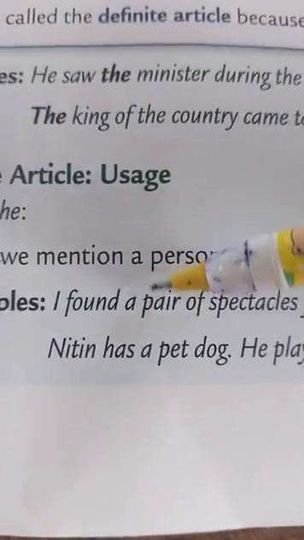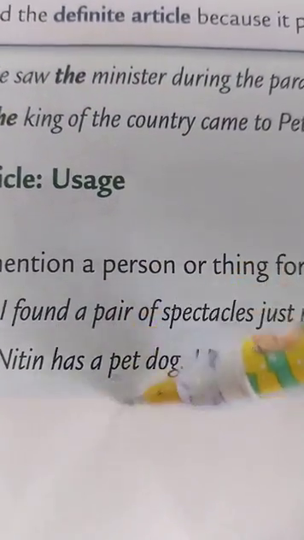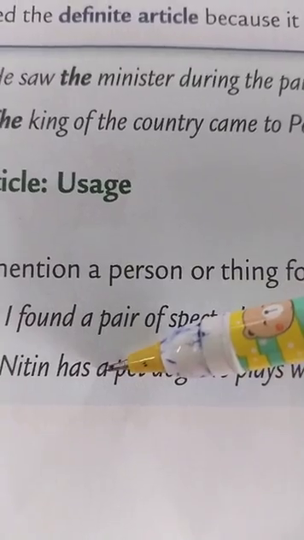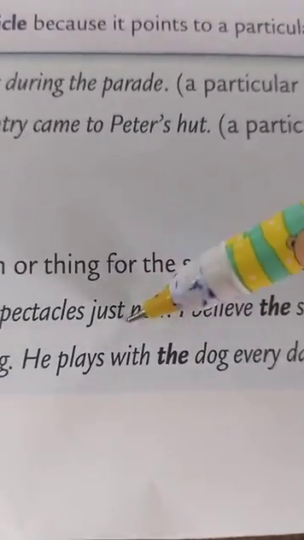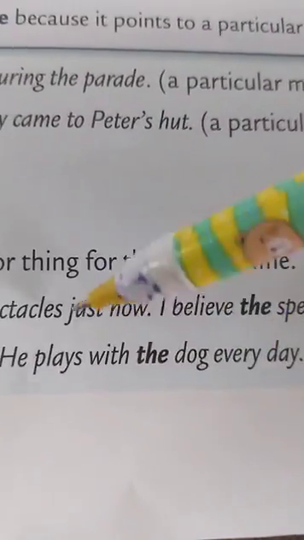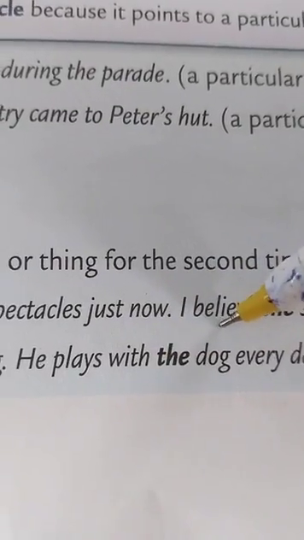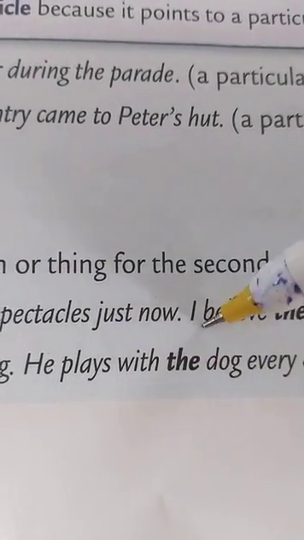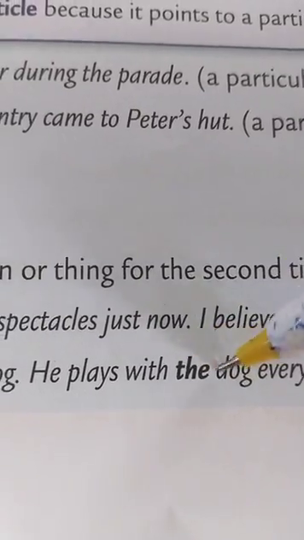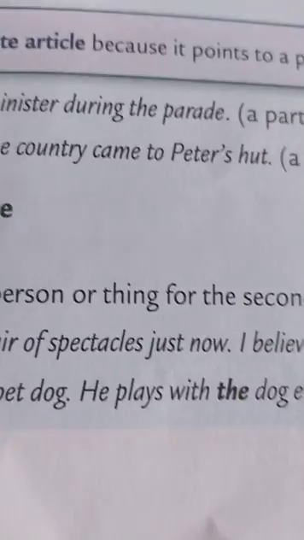Okay. Nitin has a pet dog. We are referring to the pet dog for the first time. We have used article a, and then he plays with the dog every day. Now here the dog is being referred to for the second time. So we have used article the before it.